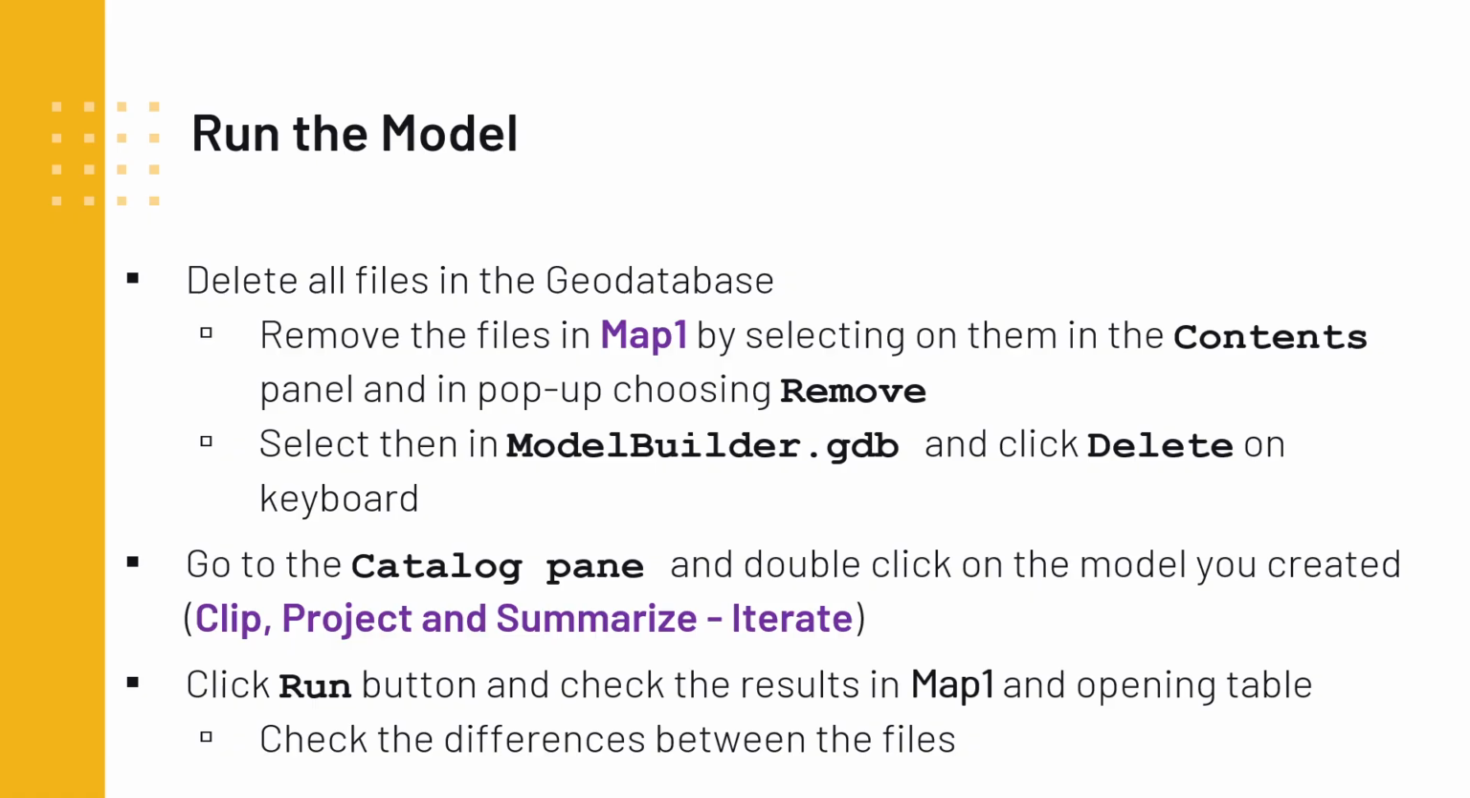From there, we're going to go into the catalog pane again, and double click on our clip, project, and summarize - iterate. We're just going to click on the run button, and we're going to check out the results in Map 1 when it's complete, by looking at the map as well as some of the tables.